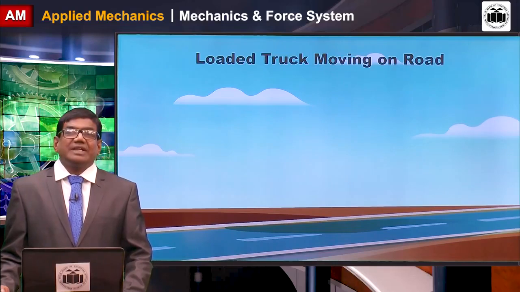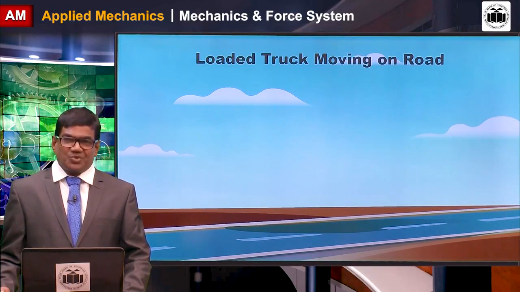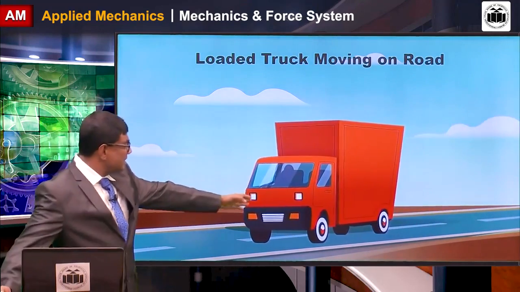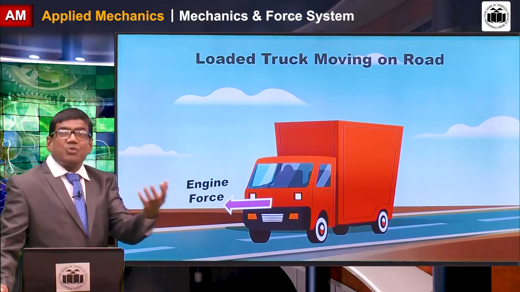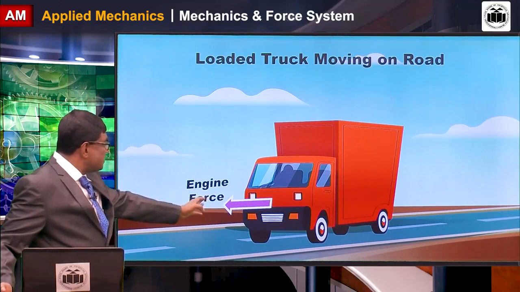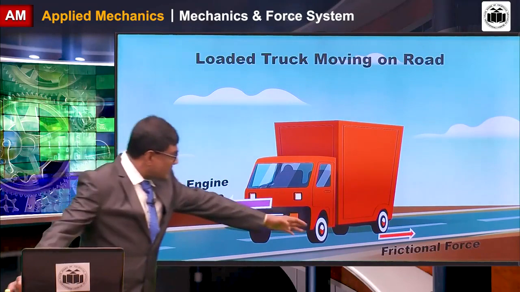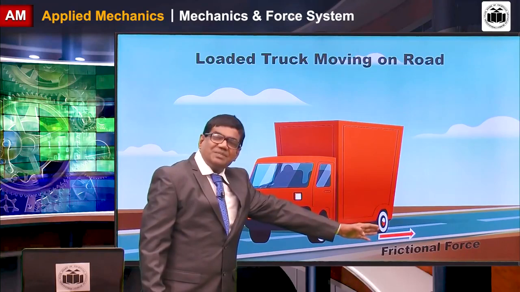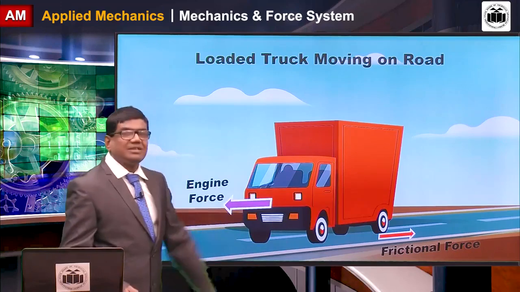Let's see the graphical example. For understanding the applied mechanics, a loaded truck moving on a road. The truck is coming on road like this. Now on the truck, one force, that is a propelling force exerted by the engine, this engine force. Second, the truck wheels are in contact with the ground. Two contact surfaces relatively slide, so frictional force acts opposite to the propelling force like this.